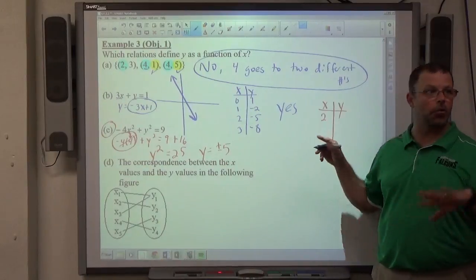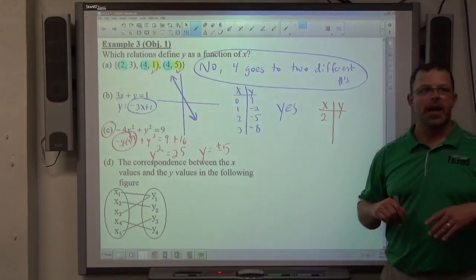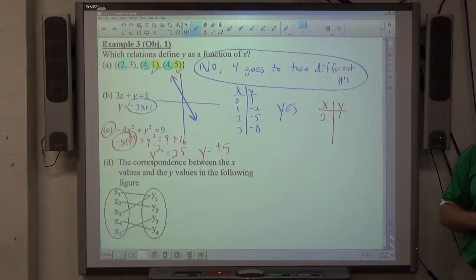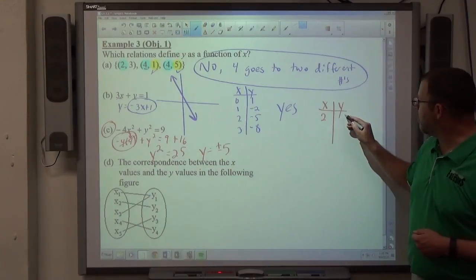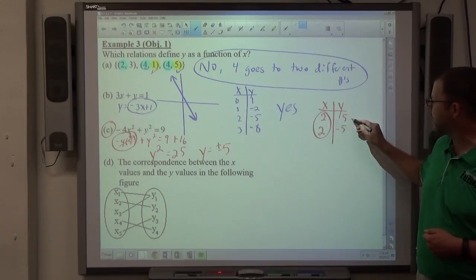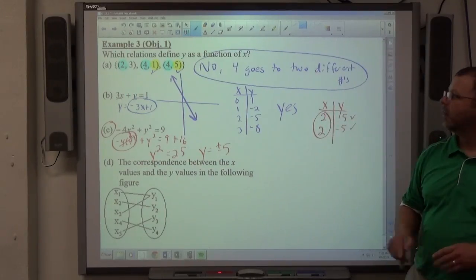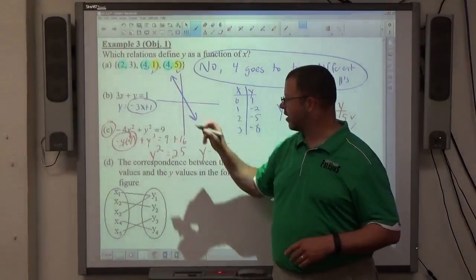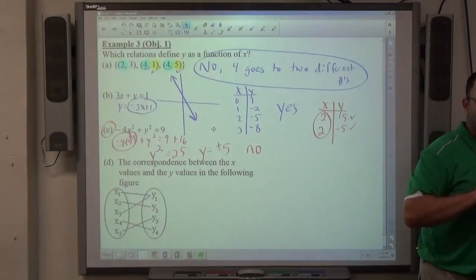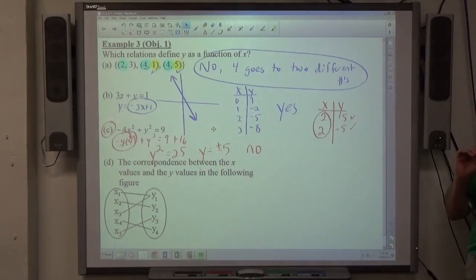So Gracie picked a number randomly. I didn't set Gracie up beforehand. I didn't say, hey Gracie, pick 2 when I call on you. She just picked 2 because she felt like it. We put 2 in and we got positive 5 out. We also got negative 5 out. We put a single number in for x and we got 2 different values for y. Same thing that happened here, right? No. That's going to be a no. It gives us multiple numbers.